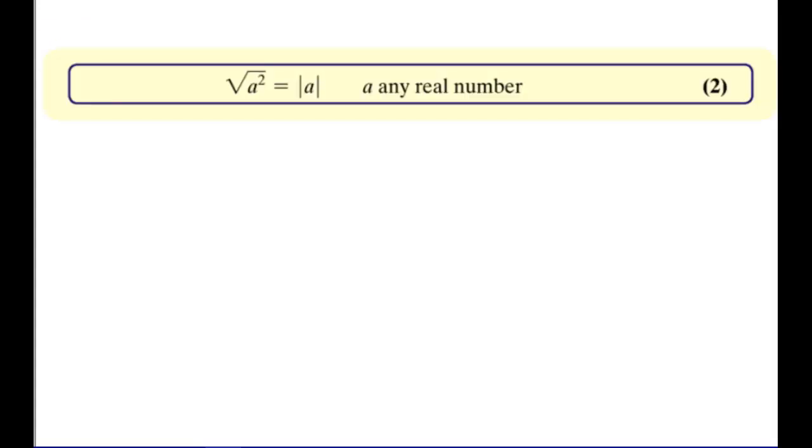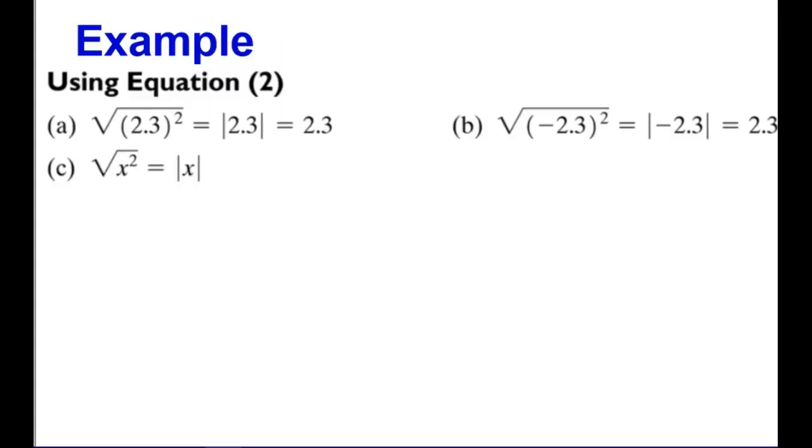Okay. So if I'm taking the square root of something squared, that's going to be the absolute value of that a. And so a can be any real number. So just remember, we're always going to end up with the positive values here. So here's that example, right? So if I'm taking 2.3 squared and then the square root of that, it's going to be the absolute value of that 2.3, which gives me 2.3.